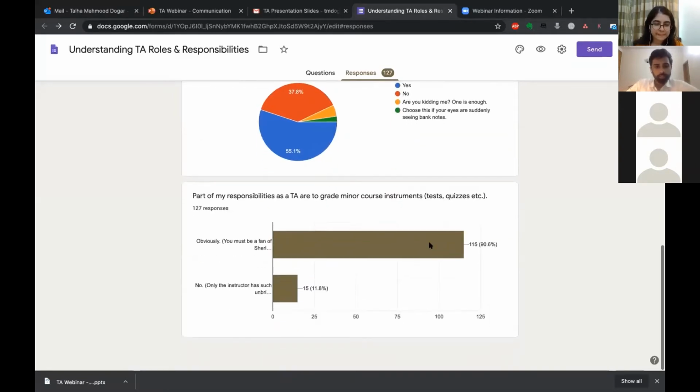And this brings us to our last question. Part of my responsibilities as a TA is to grade minor course instruments. Overwhelmingly, most of you agree that's what TAs do, although there's a difference now between graduate TAs and undergraduate TAs.